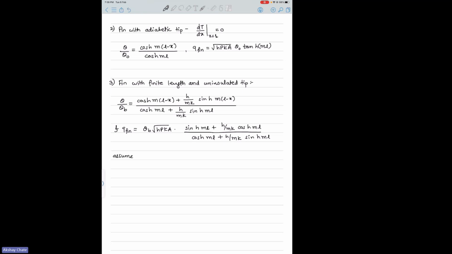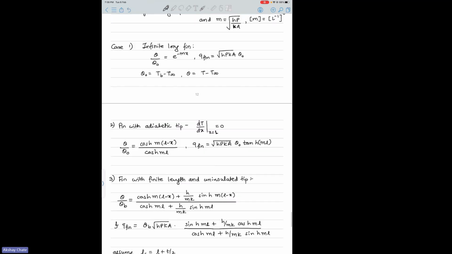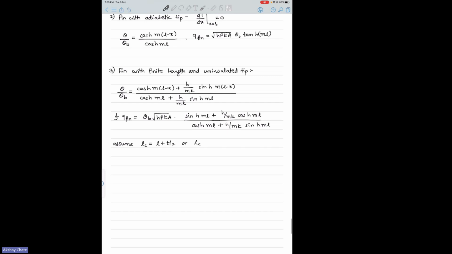Assume corrected length Lc as L plus t by 2. So L plus thickness of fin by 2, or in case of pin fin, L plus D by 4. And what they do, they neglect these terms which are multiplied by h by mk. It's a hack basically to not memorize these big formulas. It is observed that you get similar solutions, not exact but approximate.